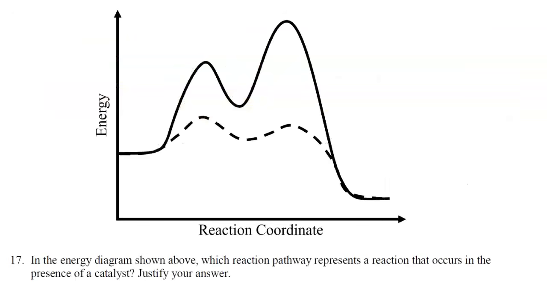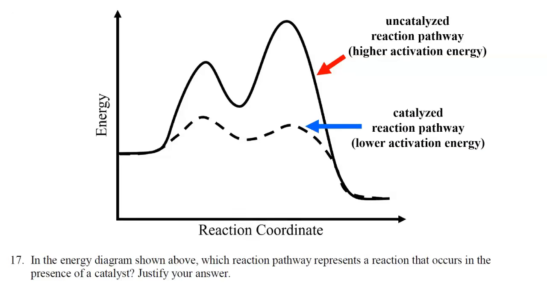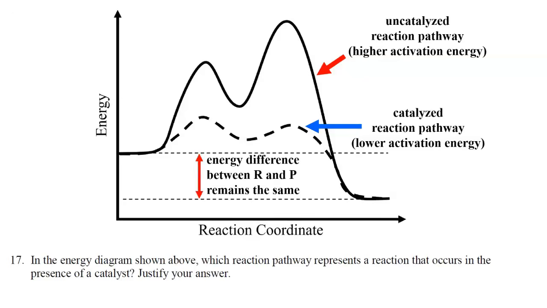So on this next slide was a question I had presented in that earlier video, and it says, in the energy diagram above, which reaction pathway represents a reaction that occurs in the presence of a catalyst? Justify your answer. So the solid line represents the uncatalyzed reaction pathway with a higher activation energy, and the dashed line represents the catalyzed reaction pathway with a lower activation energy. Now, the difference between the reactants and the products has not changed in terms of this energy diagram. That's an important point.